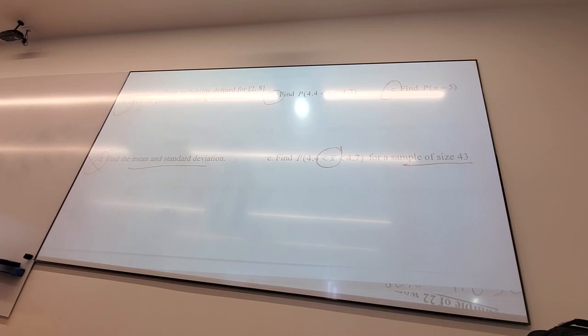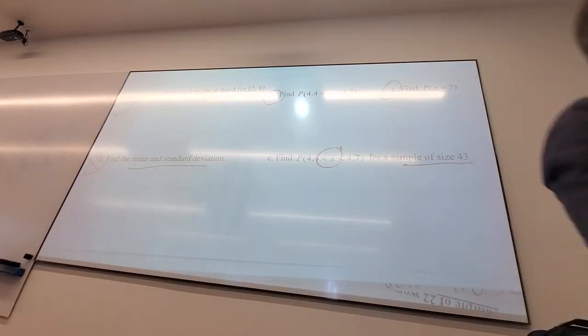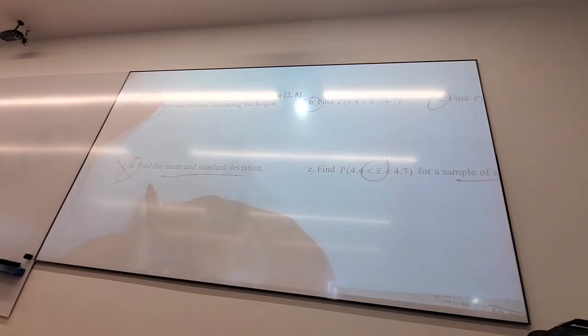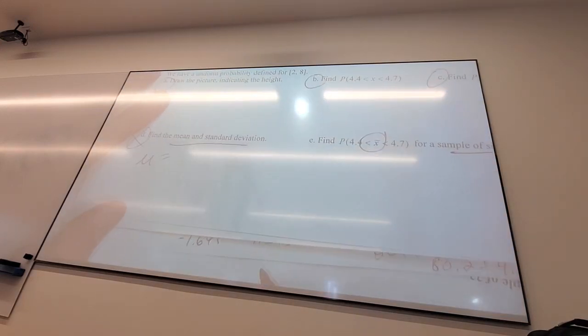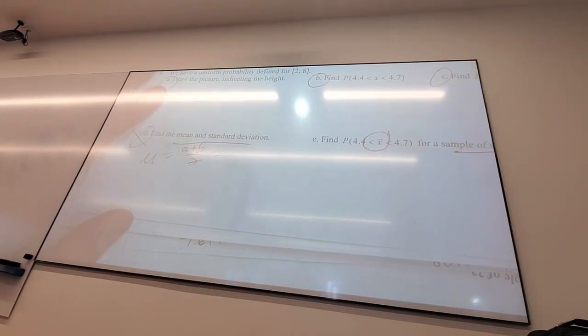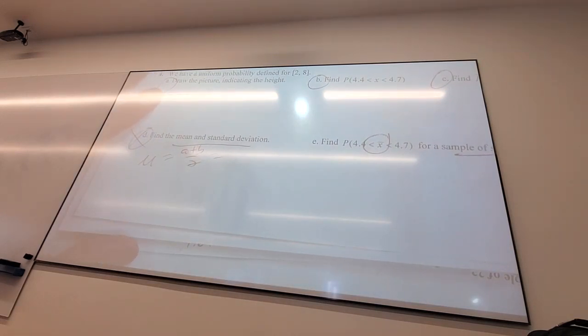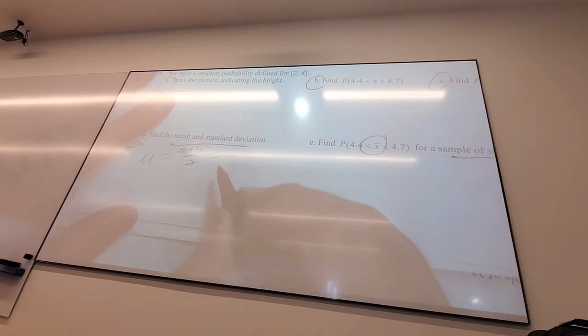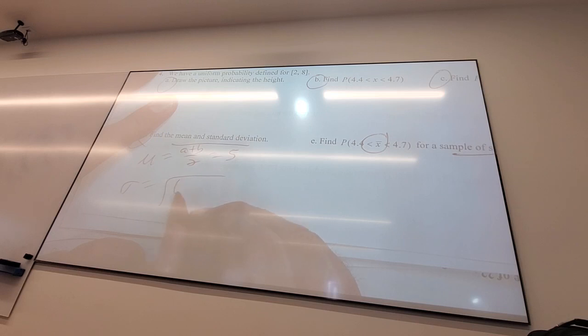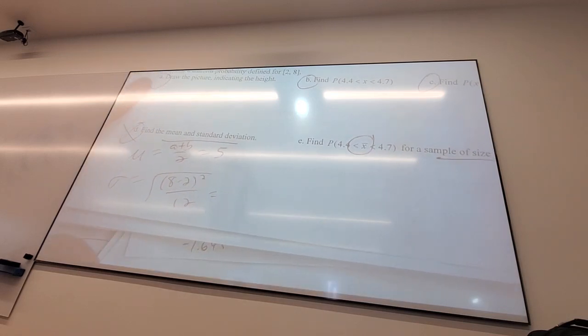In fact, let's do this one together. What's A and B for this problem? 2 and 8. So what's the mean? Five. The mean is 5. The standard deviation is this weird thing: B minus A, 8 minus 2, squared, divided by 12. What's that? Square root of 3, which is 1.7 something.